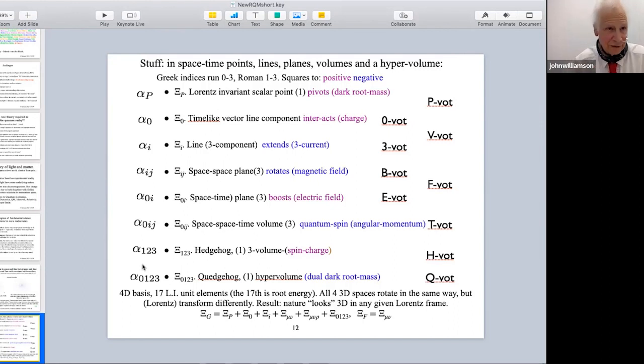Perhaps it only has one value, huh? Anyway, yes. So there are 17 linear independent unit elements. The 17th is the amount of stuff that you stuck into each one of these things. So all four 3D spaces. Now, I said the 3D spaces were all different, and they are, but they have one property in common. If you hit them with a quaternion, they all rotate in the same way.